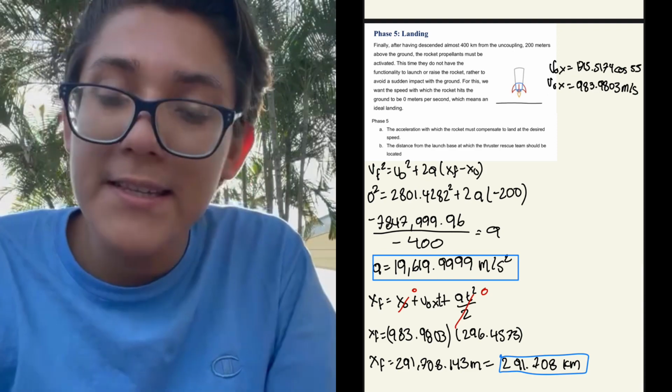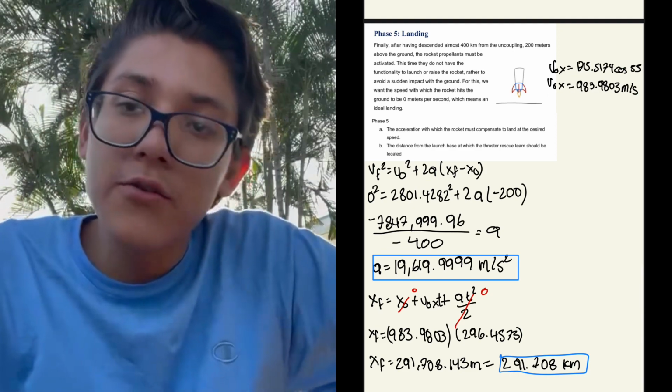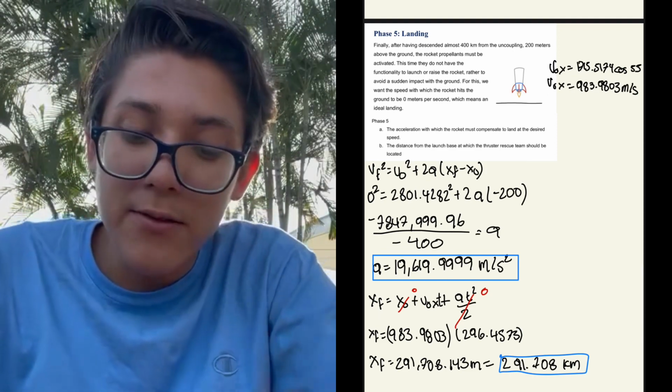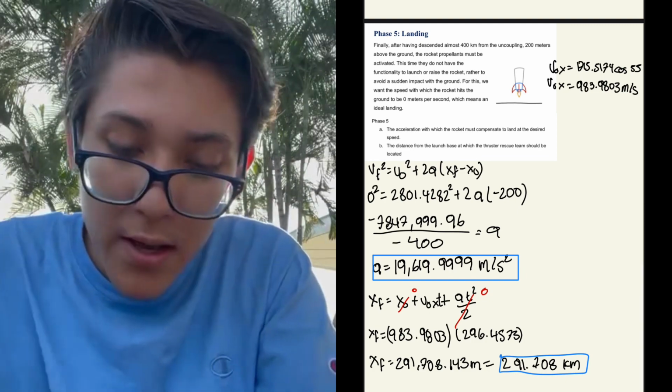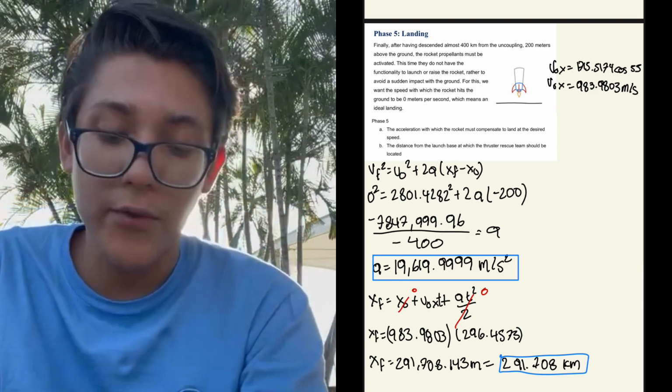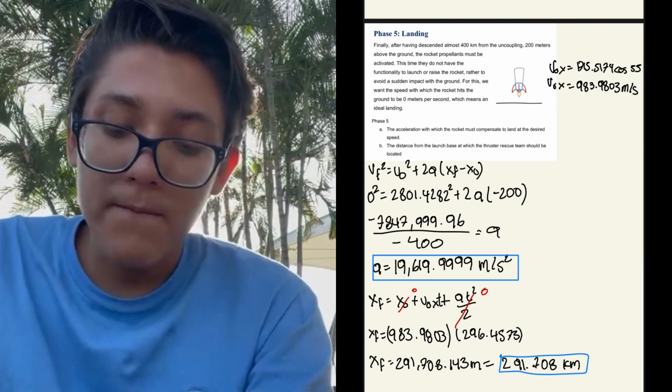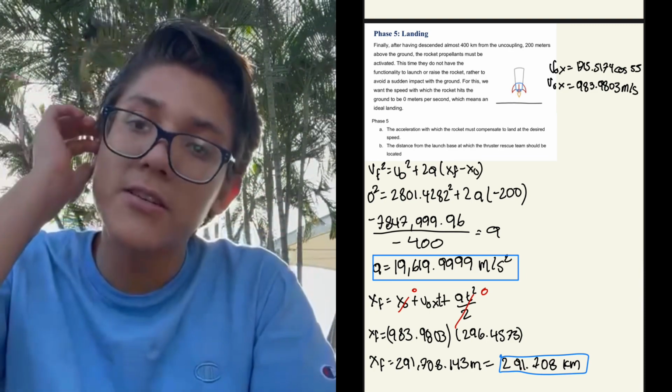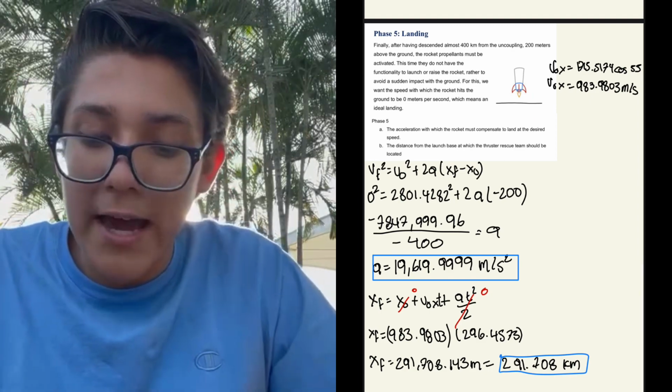And for the distance, we're going to use the formula of final distance equals initial distance, that will be 0, plus velocity in x, because we're talking about free fall, times time, plus acceleration times time squared over 2.